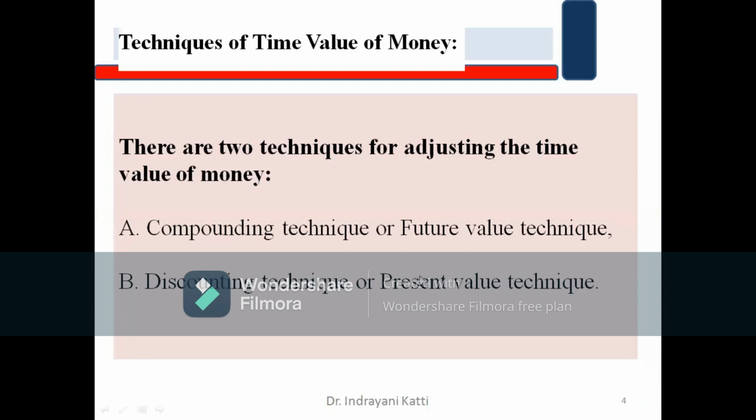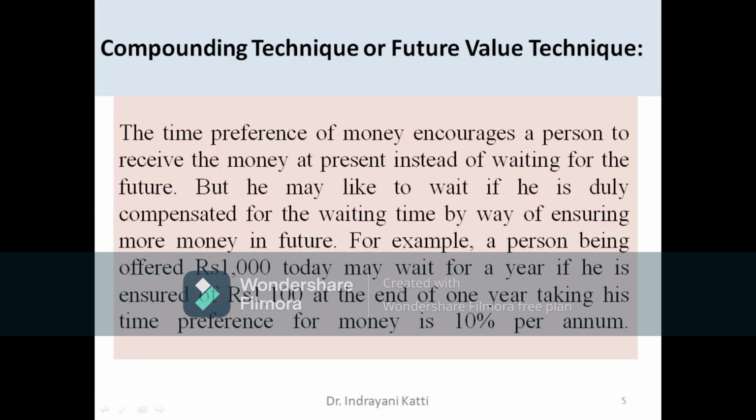So the same amount, after so many years, loses its value as the days pass, right? So how do we calculate? There are techniques of time value of money. There are mainly two techniques. One is the compounding technique, also called the future value technique, and another one is the discounting technique, also called the present value technique. Let us discuss one after the other. In this video, I'm focusing more on the compounding technique, that is, ascertaining future value, using simple interest as well as compound interest.